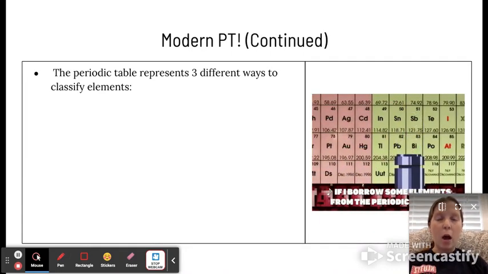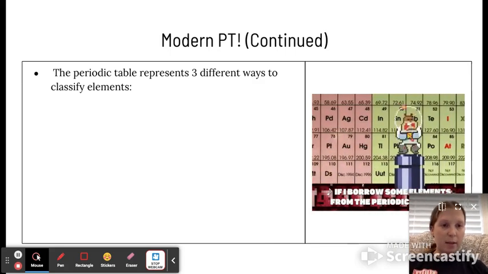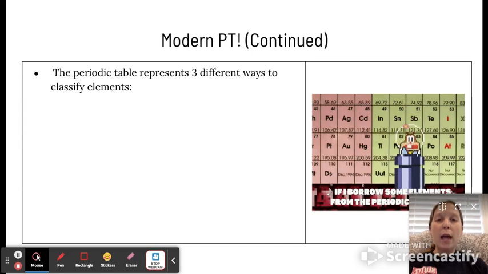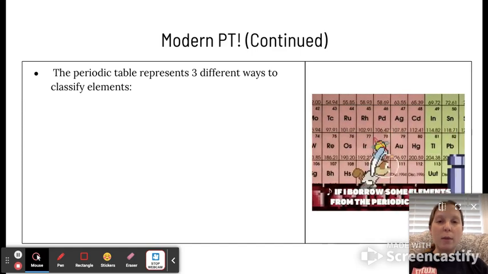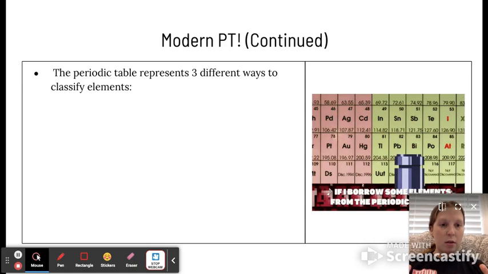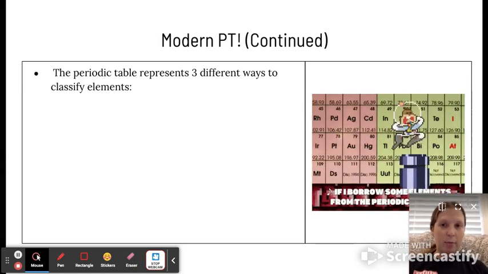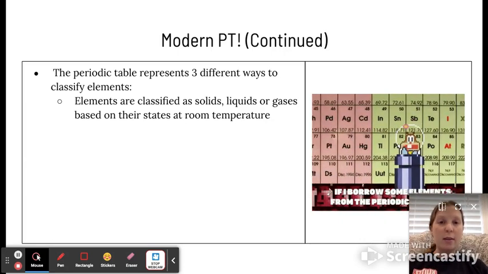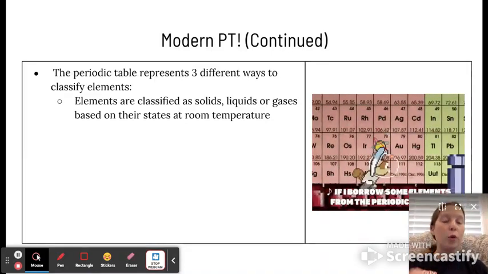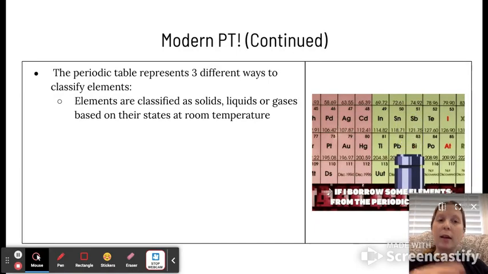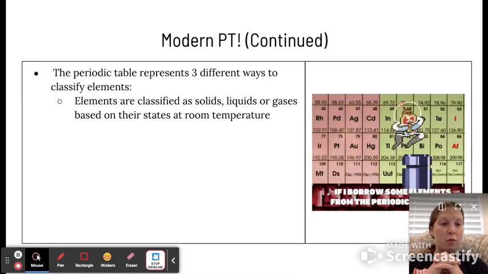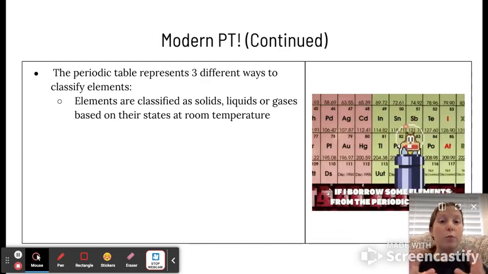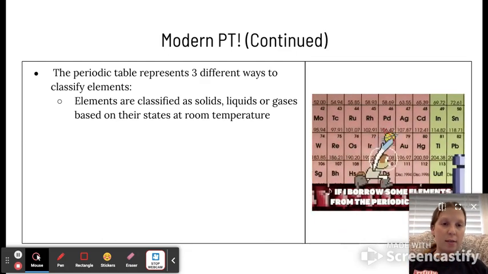So again, our modern periodic table, we just talked about the basic breakdown here. But we can look at classifying elements in 3 different ways now that we have a periodic table that is set up well. So the first way is we can classify them as solids, liquids, or gases based on their room temperature state. So we're not heating them up, just based on standard room temperature. You can look at solids, liquids, or gases.